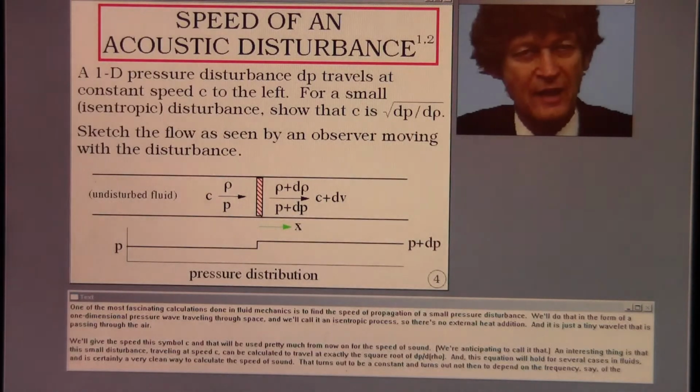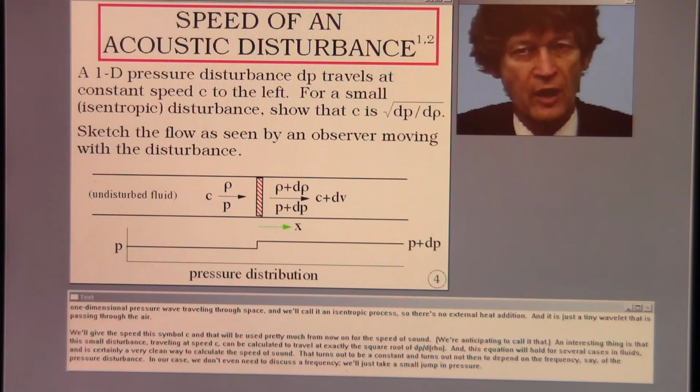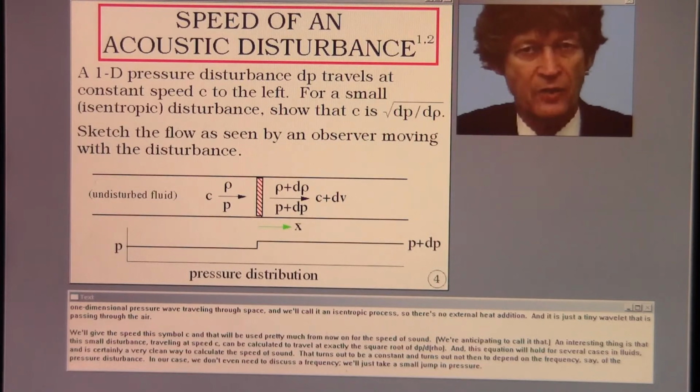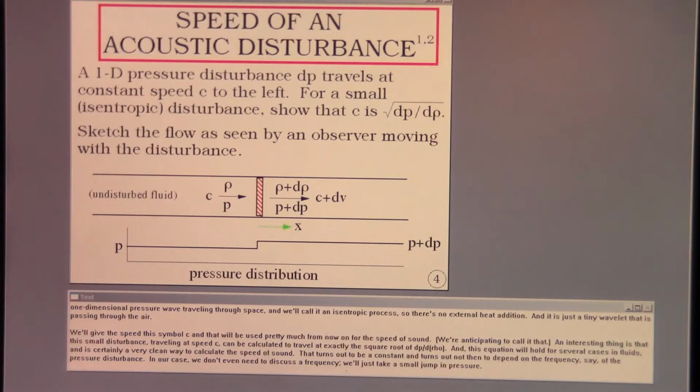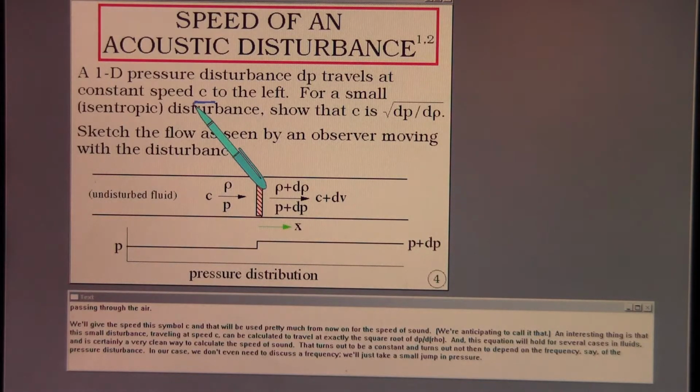One of the most fascinating calculations done in fluid mechanics is to find the speed of propagation of a small pressure disturbance. We'll do that in the form of a one-dimensional pressure wave traveling through space, and we'll call it an isentropic process, so there's no external heat addition. And it's just a tiny wavelet that is passing through the air. We will give the speed the symbol c, and that will be used pretty much from now on for the speed of sound. We're anticipating to call it that.